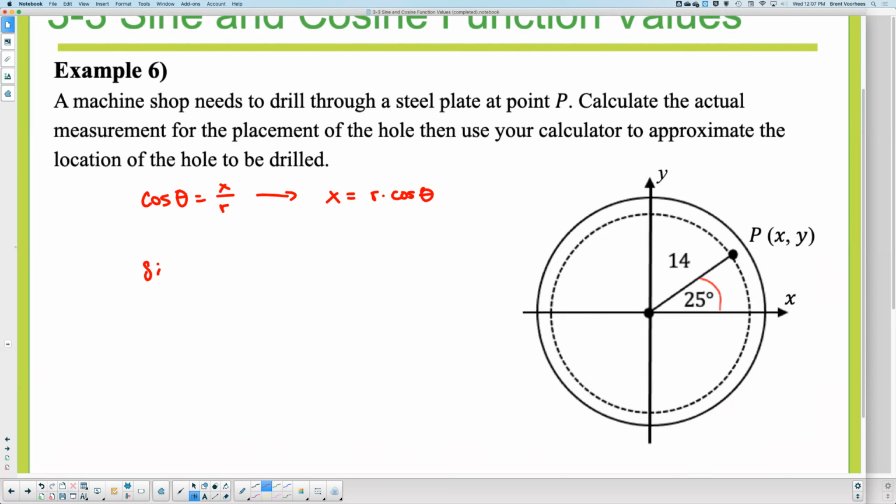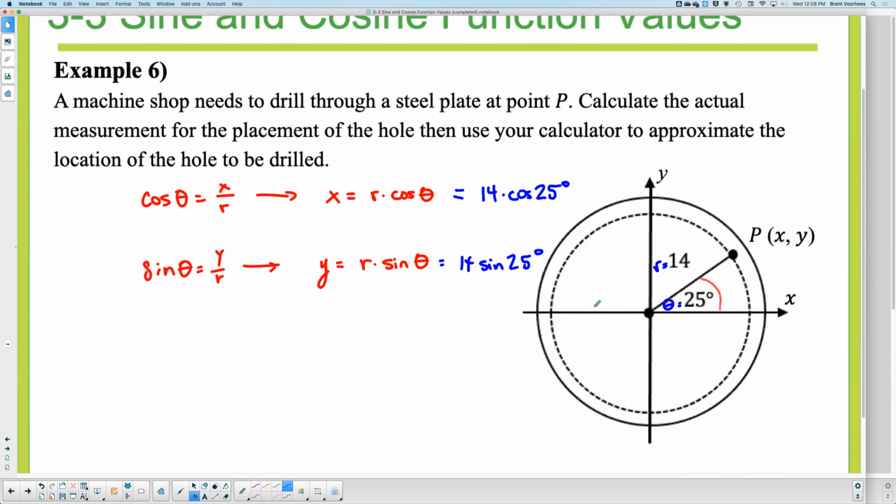Or the same, if sine was y over r, what we can derive from that is that y itself would equal, if you multiply both sides by r, r times the sine. And so what I can do is just plug in my values. This is my r here. My r is 14, and here's my theta of 25 degrees. So x equals 14 times the cosine of 25 degrees, and y equals 14 times the sine of 25 degrees.